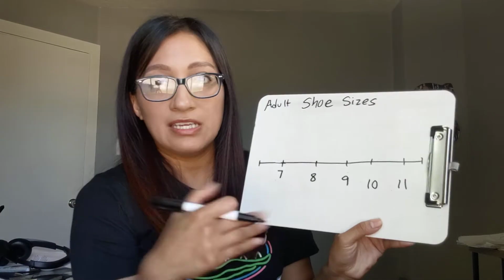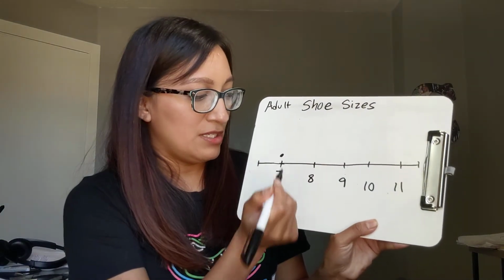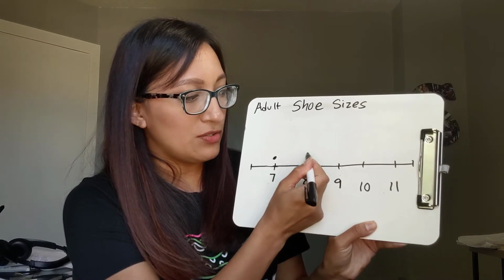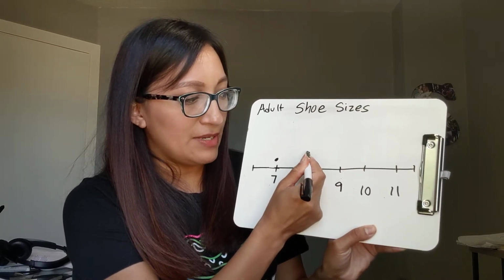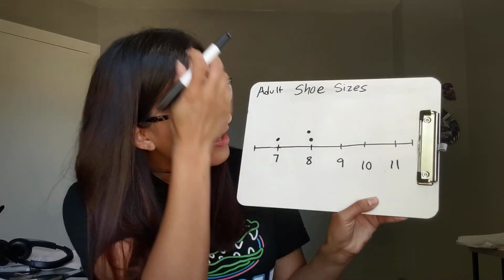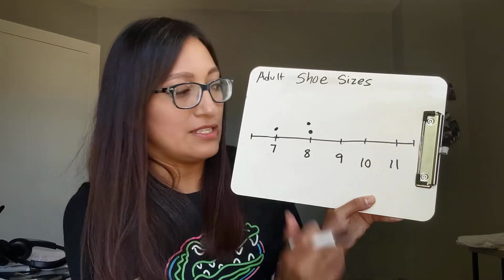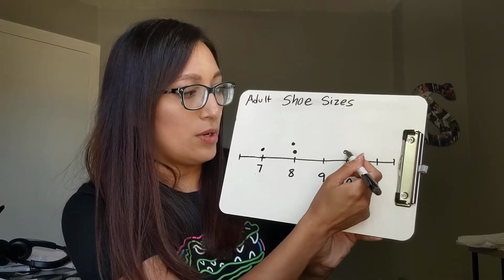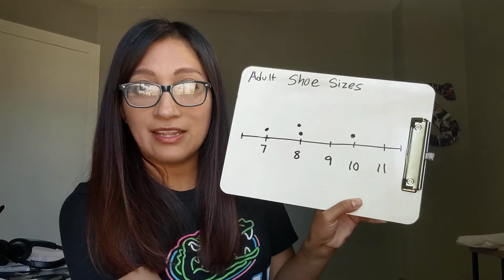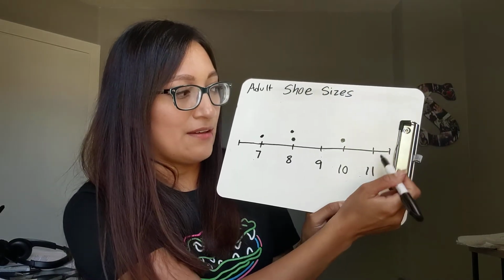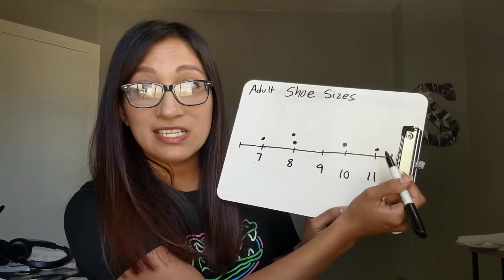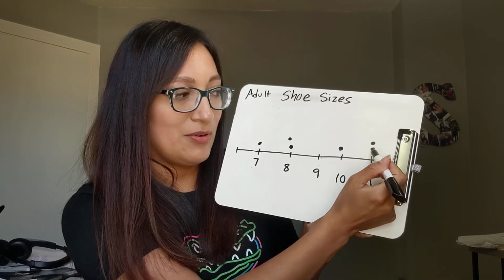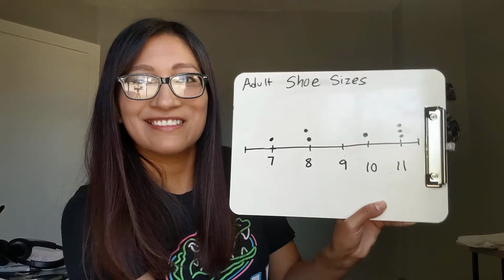So in my family, there is one person with a shoe size of 7, my mom. We have 2 people with a shoe size of 8, that's myself and my sister. We don't have anybody with a shoe size of 9, so I'm going to leave that blank. And we have one person with a shoe size of 10, that's my husband. And we have 3 people with a shoe size of 11, if you believe it or not. That is my brother and my 2 nephews.